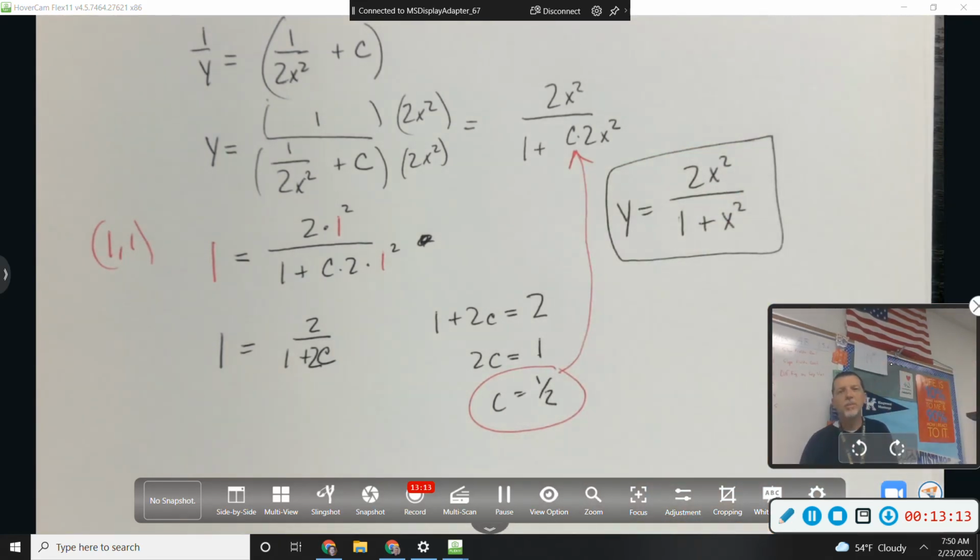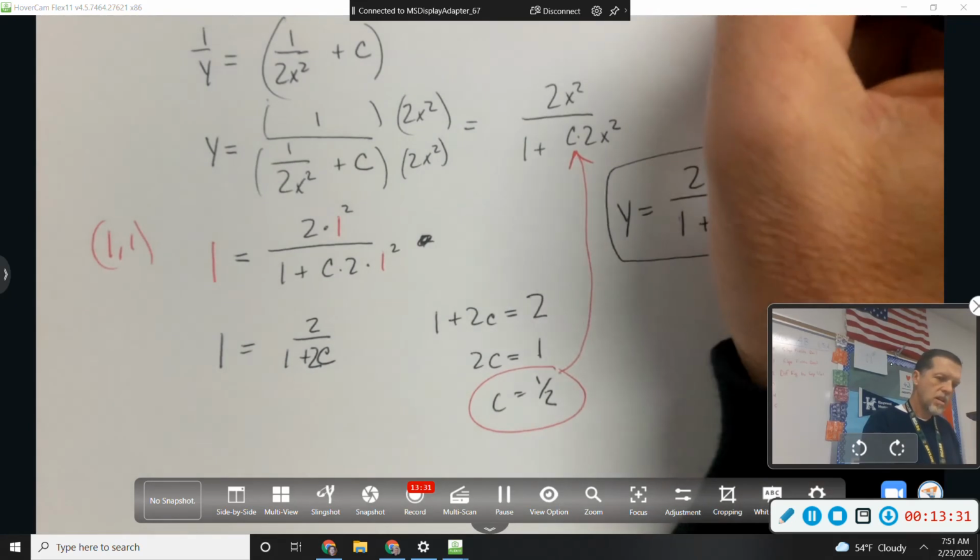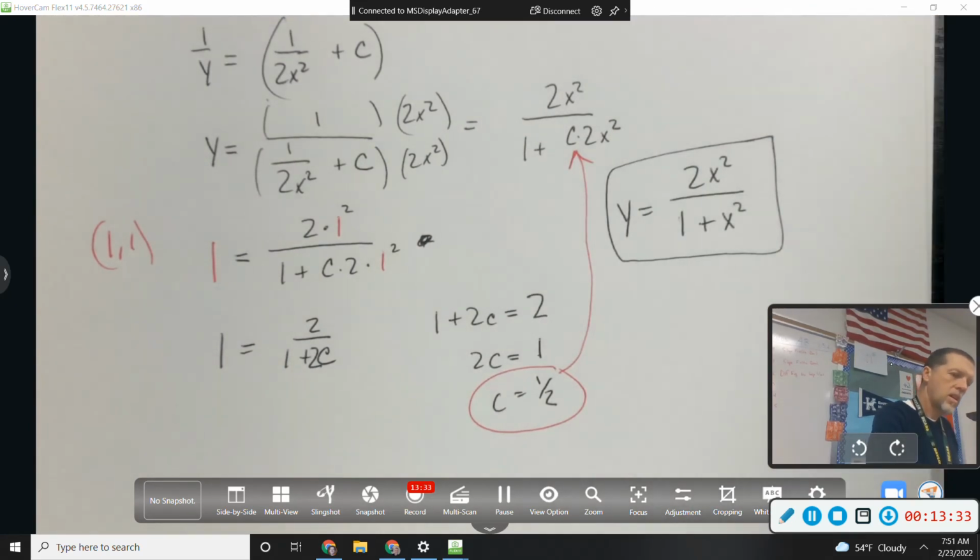What a lovely problem. Although I think the ugliness on that problem is from the algebra, not really from the calculus. The calculus wasn't too bad. It was all the algebra of solving for y and then finding c. Anything else from 1 through 8?